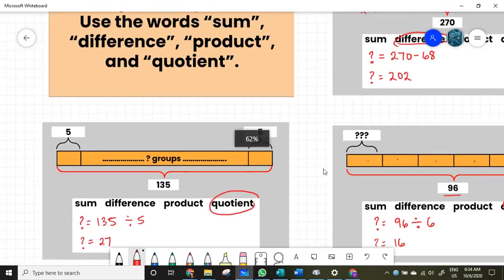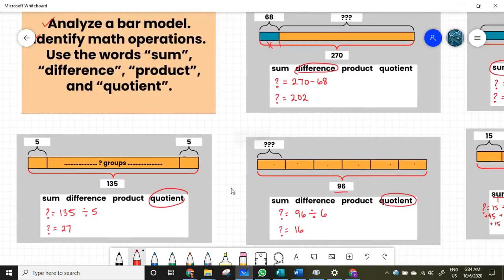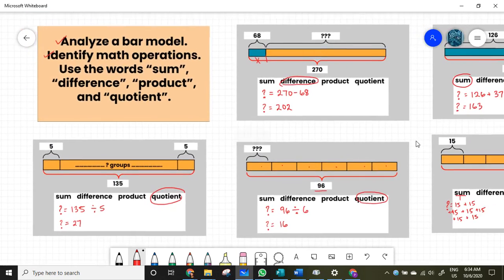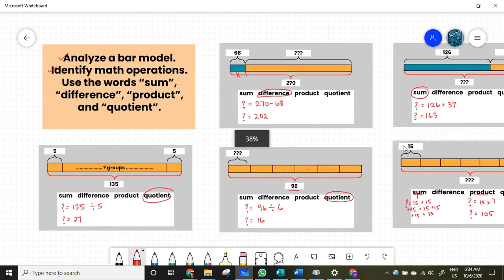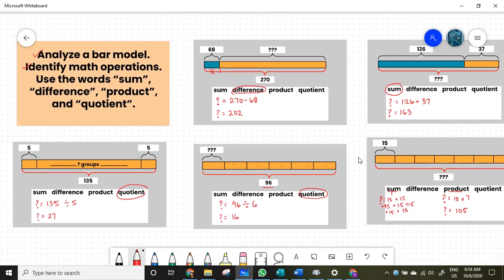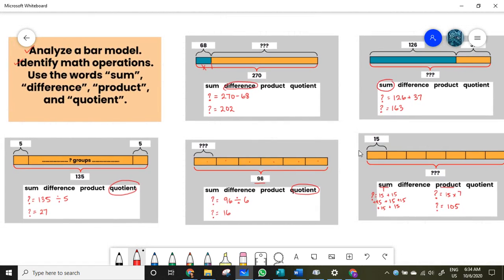To review, today we are analyzing bar models, we're identifying math operations, and we're practicing using vocabulary like the words sum, difference, product, and quotient. A bar model is a way for you to illustrate what's going on in a math story or to illustrate what type of math is going on in your equation.